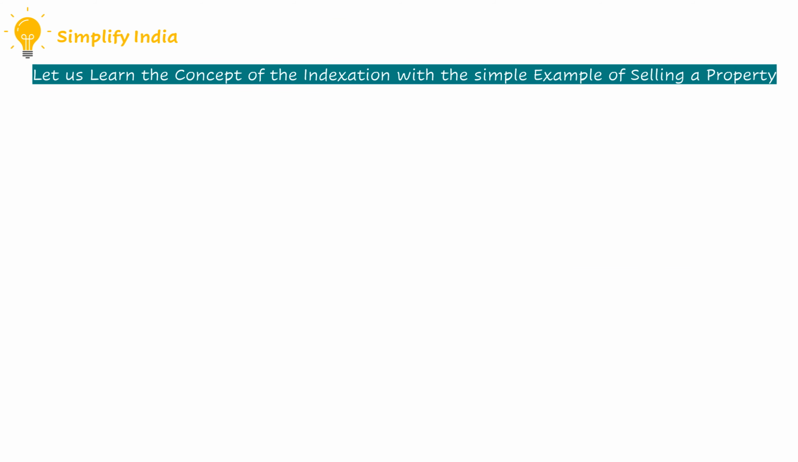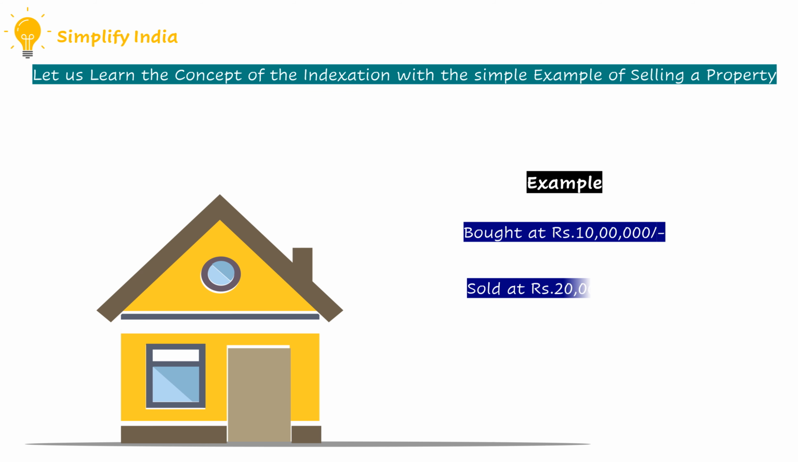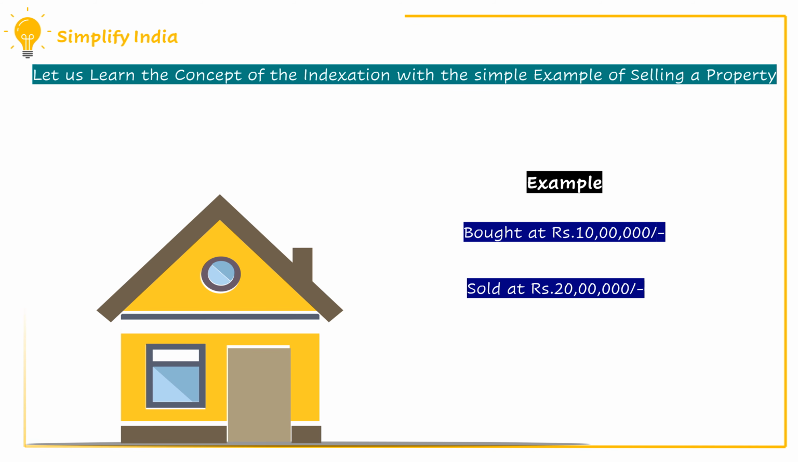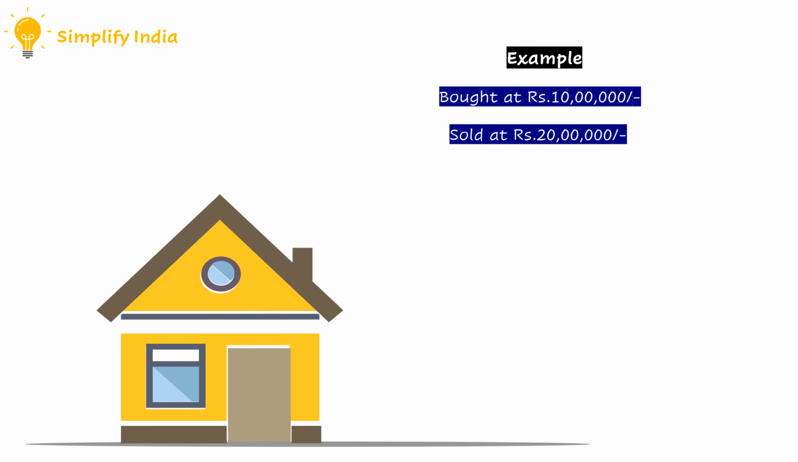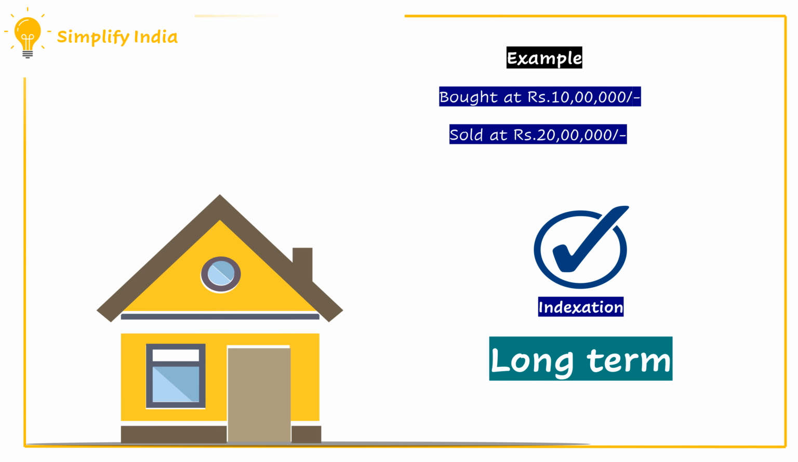Let us learn the concept of indexation with the example of selling a property. If in case we are selling a house or a property which we have bought for rupees 10 lakh and now we are selling it for rupees 20 lakh. As we have already learned in our previous video, indexation is applicable only in case of long-term capital gains, so let us learn this with the help of a simple example.